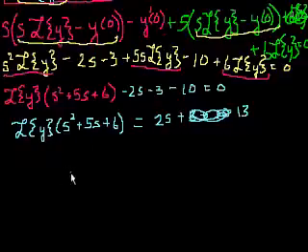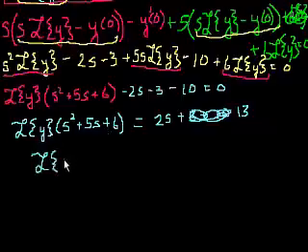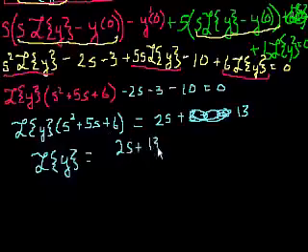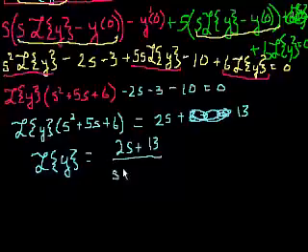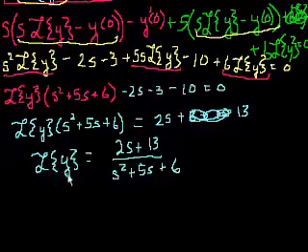Anyway, 2s plus 13. And now what can I do? Well, let's divide both sides by this s squared plus 5s plus 6. So I get the Laplace transform of y is equal to 2s plus 13 over s squared plus 5s plus 6. Now we're almost done. Everything here is just a little bit of algebra. We haven't solved for y yet, but we know that the Laplace transform of y is equal to this.